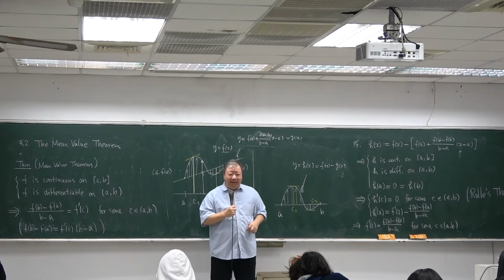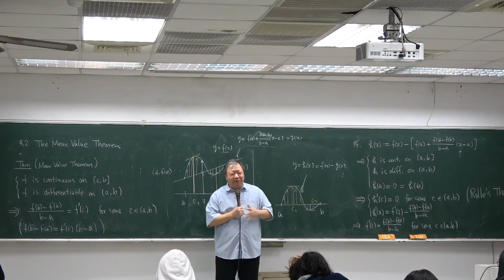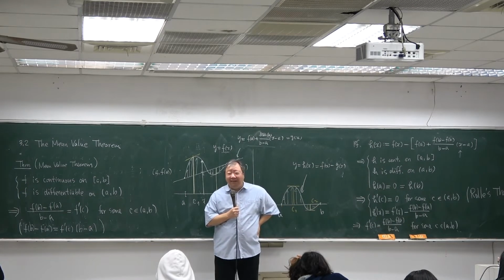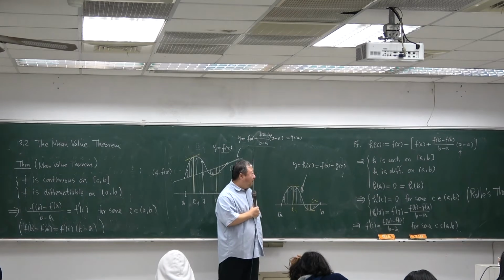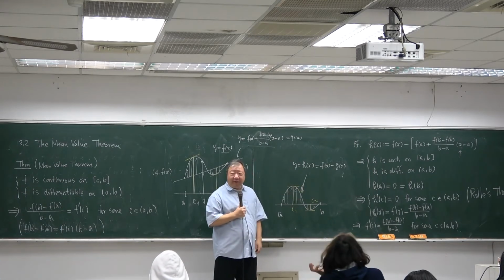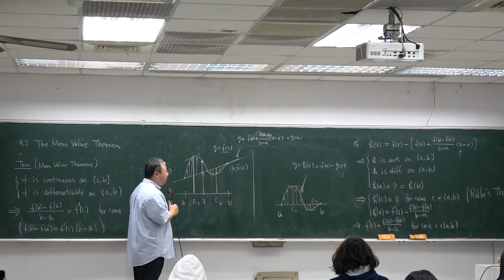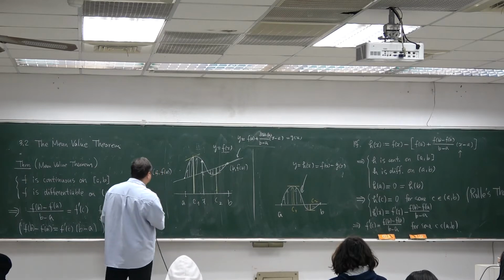So if you say the mean value theorem is a special case of Rolle's theorem, it seems right, but not so clear. This means the mean value theorem can be proved by using Rolle's theorem. Okay, these two theorems both are important.